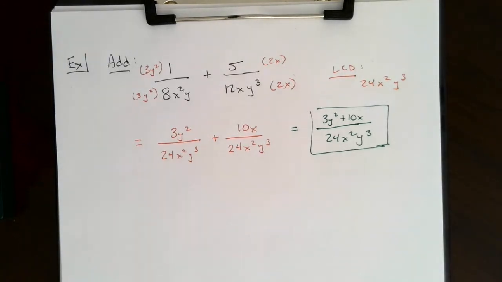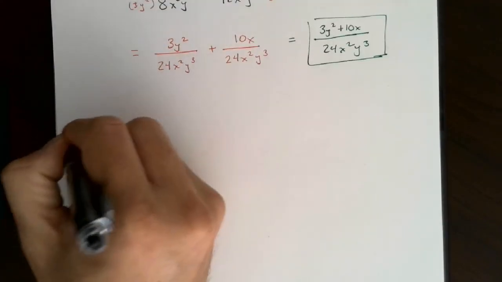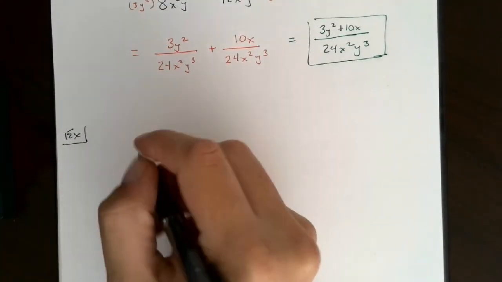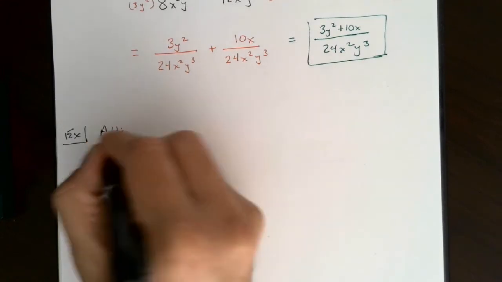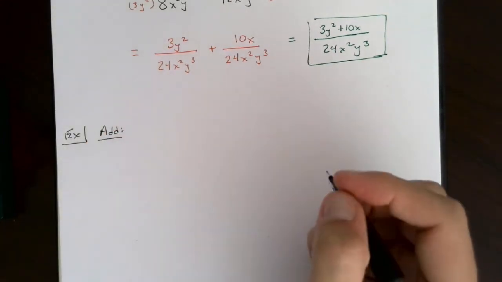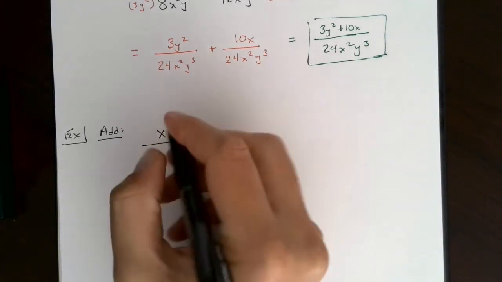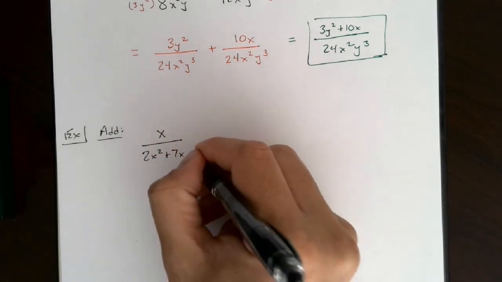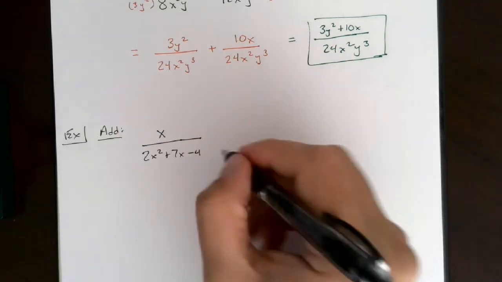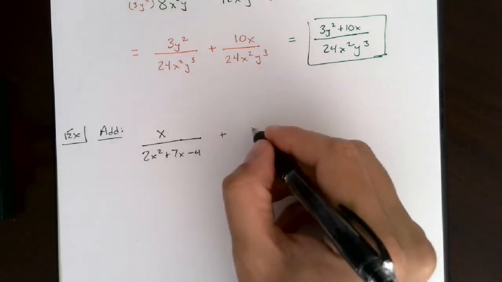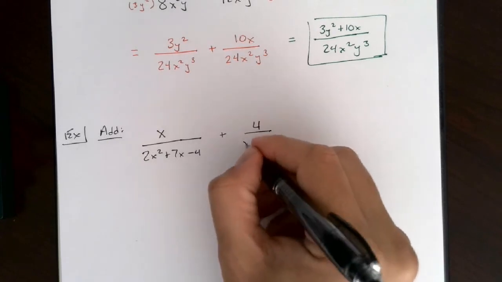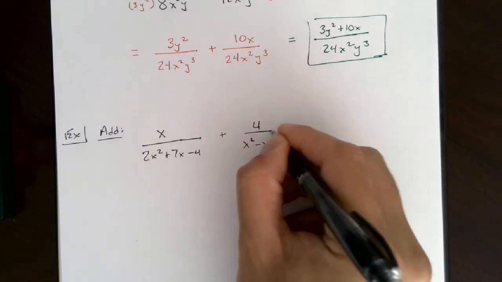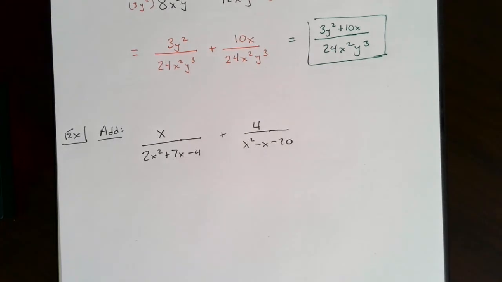Let's take a look at a few more. We'll say add these two. So if I said I had x over 2x squared plus 7x minus 4, plus 4 over x squared minus x minus 20. So you may want to pause the video and try it on your own.